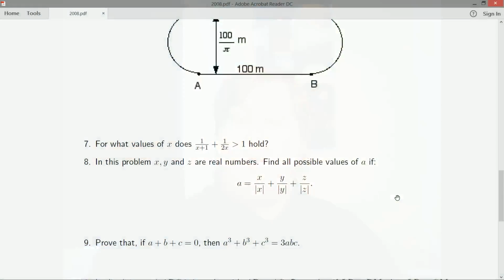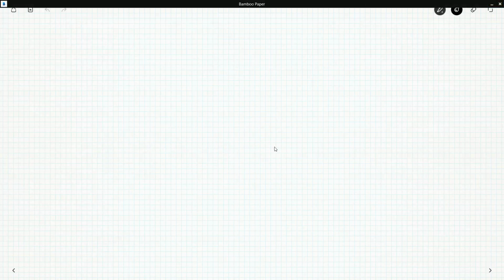Root Beer here looking at question number 7 on the 2008 Manitoba Math Contest. So question 7 says, for what values of x does 1 over x plus 1 plus 1 over 2x greater than 1 hold? Alright, so let's take a look here. We'll copy down our equation.